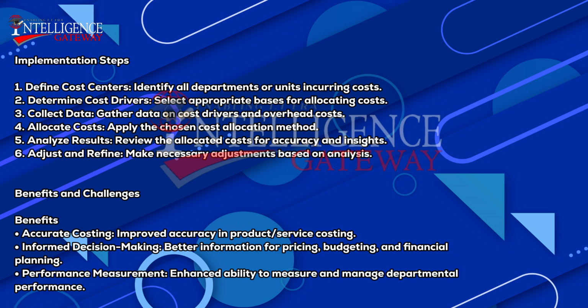Implementation steps. 1. Define cost centers, identify all departments or units incurring costs. 2. Determine cost drivers, select appropriate bases for allocating costs. 3. Collect data, gather data on cost drivers and overhead costs. 4. Allocate costs, apply the chosen cost allocation method. 5. Analyze results, review the allocated costs for accuracy and insights. 6. Adjust and refine, make necessary adjustments based on analysis.